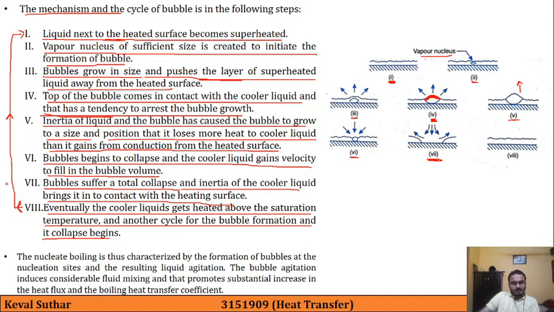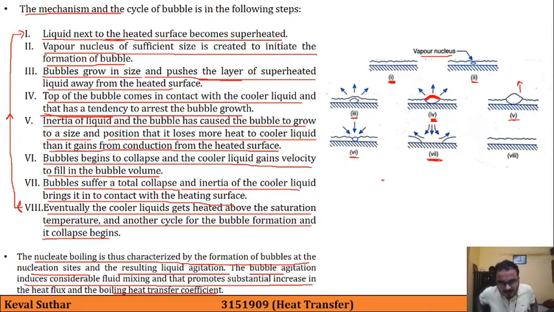So nucleate boiling is thus characterized by formation of bubbles at the nucleation sites, that is active sites, and the resulting liquid agitation. The bubble agitation induces considerable fluid mixing that promotes a substantial increase in the heat flux and boiling heat transfer coefficient. So this yields us the increased heat transfer at the activation sites.